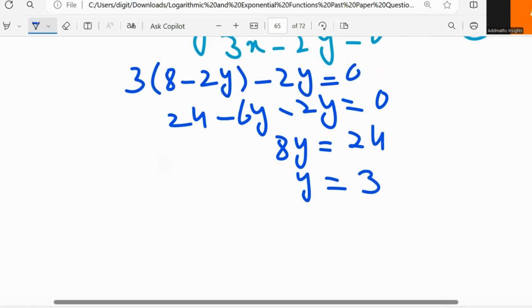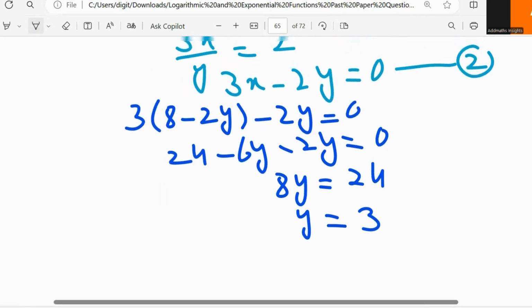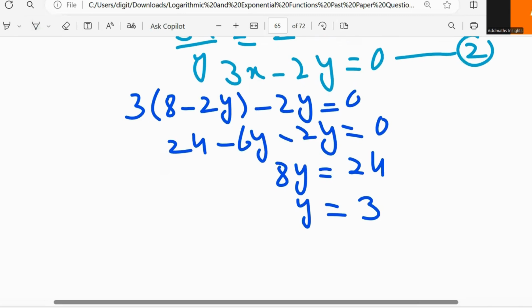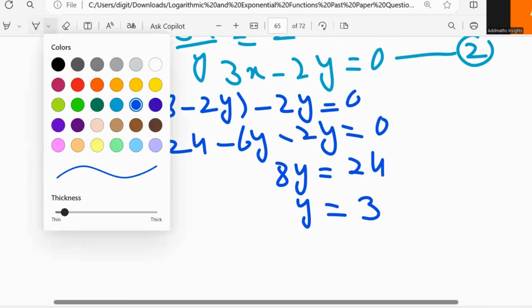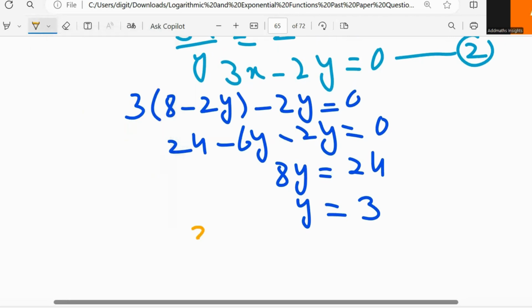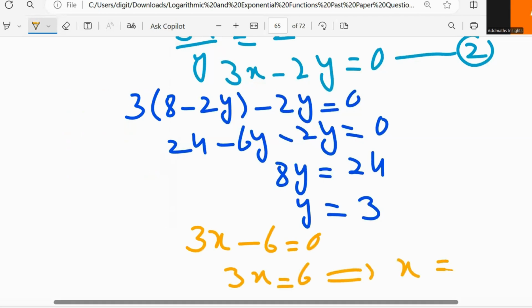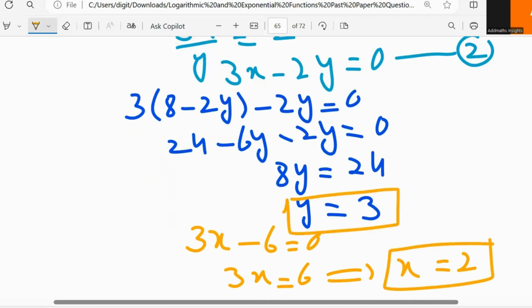Now you have to find value of x. So you can use any one of the equations. For example, you can use 3x minus 2y is 0 to find the value of x. So you can get 3x minus 2 times 3 is 6, and 3x is 6, which implies that x is 2. So this is how you solve simultaneous equation in logarithmic form.